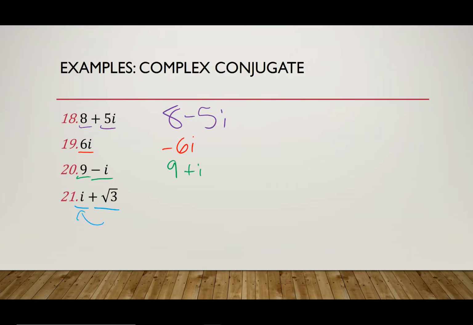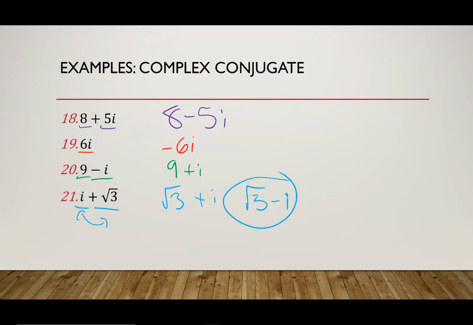What I would do first is I would just go ahead and reverse these. So let's write the real part, which is square root of 3 first, and then plus i. That's the way it's supposed to be written, but its complex conjugate would be square root of 3 minus i. So this would be the complex conjugate.